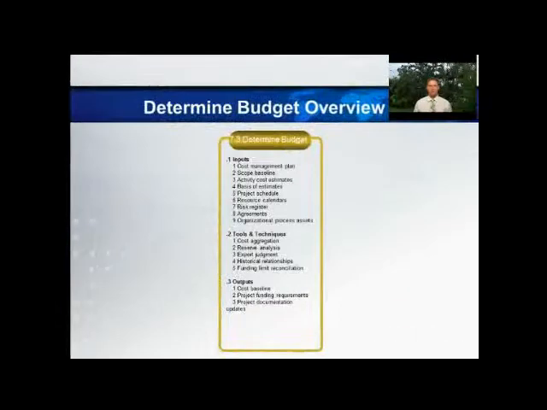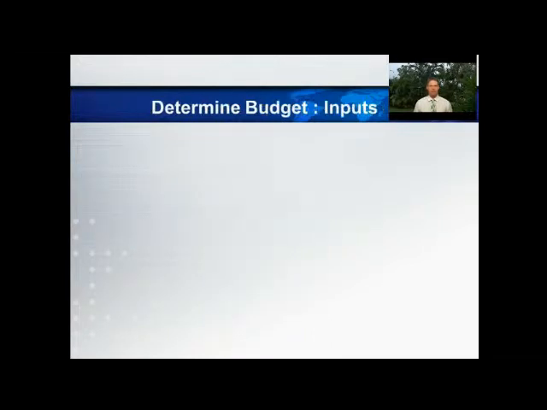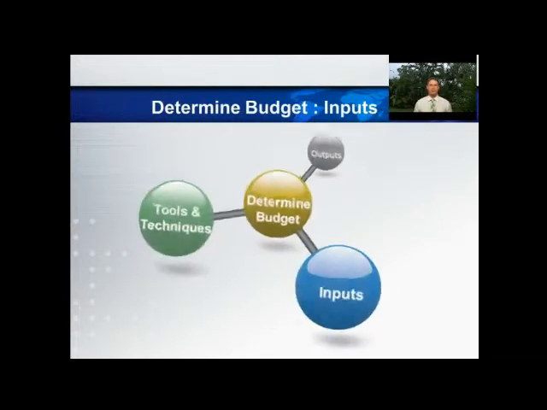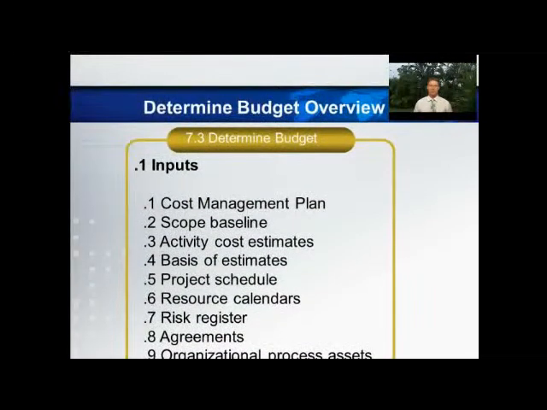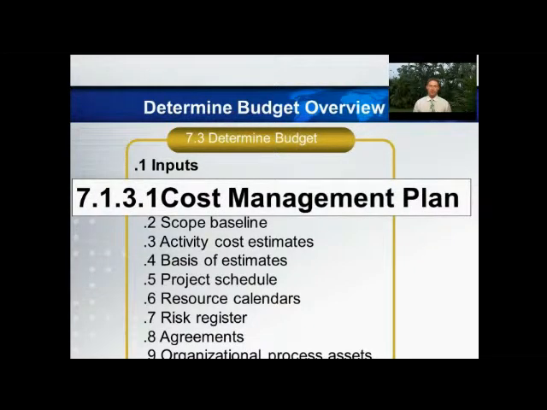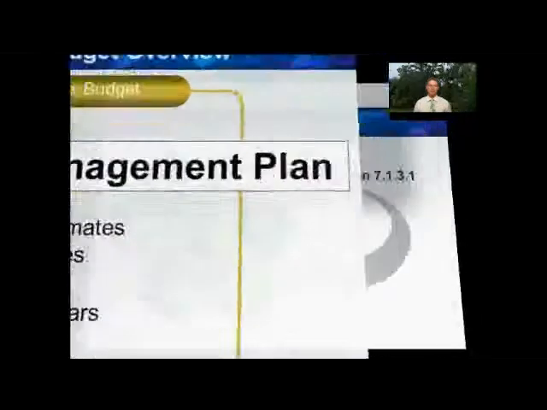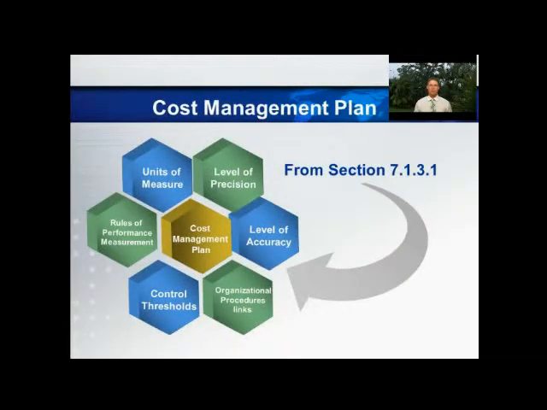This slide displays all the elements of determining a budget, but breaking down our goals into 3 parts, we have inputs, tools and techniques, and finally our outputs. Taking a closer look at the inputs, number 1 is the cost management plan, which is discussed earlier in section 7.1.3.1.